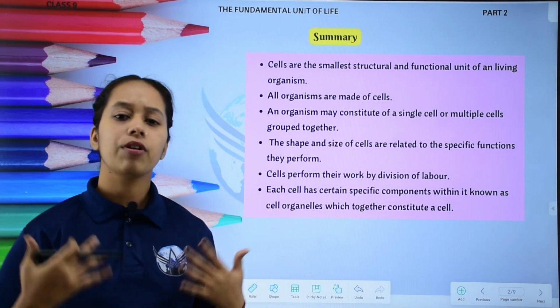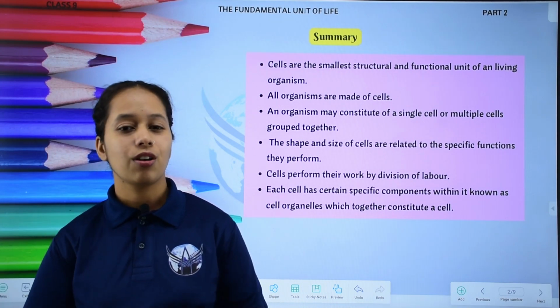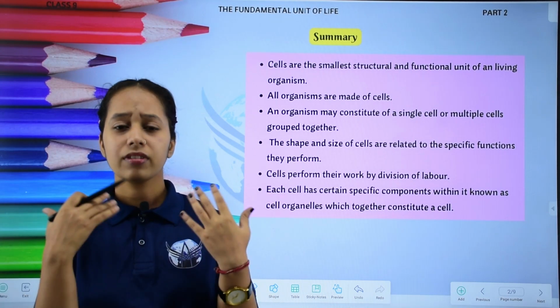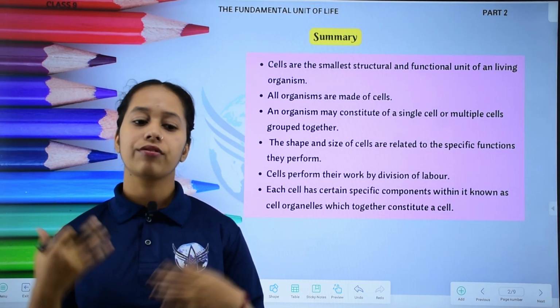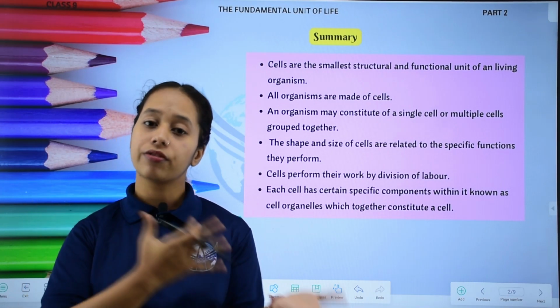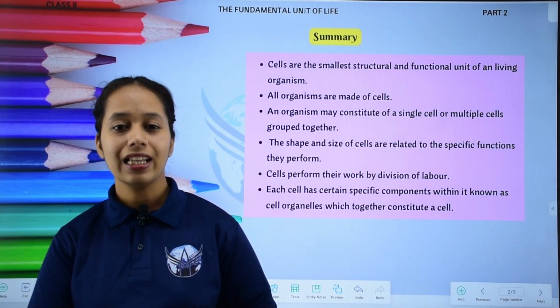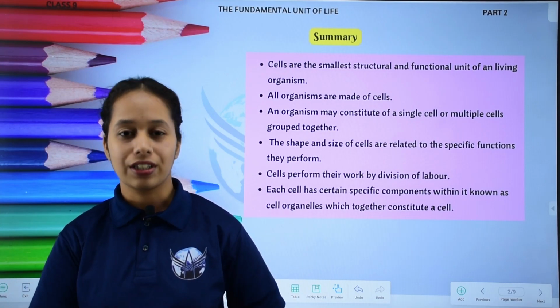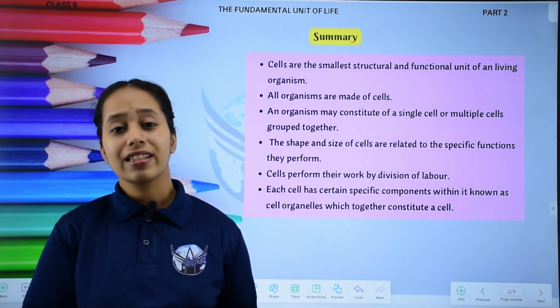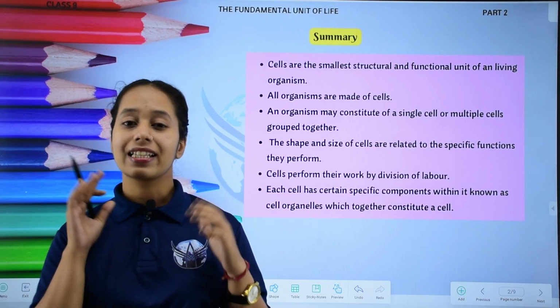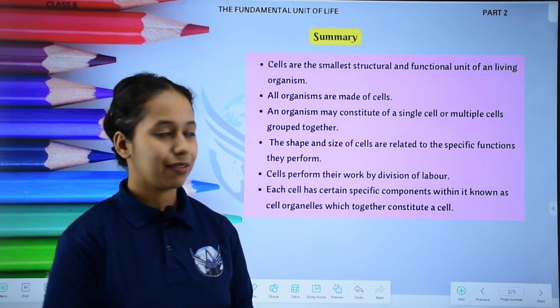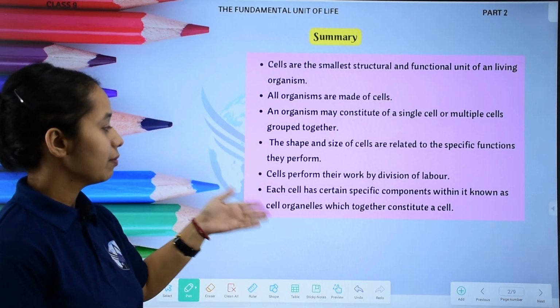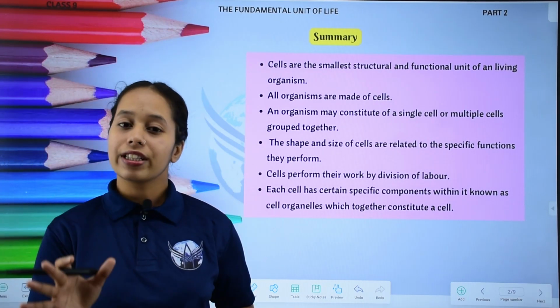Now how do they perform these functions? Via division of labor. Just like in a human being, we have different organs, different limbs to perform different functions. Similarly, a cell also has different components which are responsible for various functions, and these components are known as cell organelles. Yes, this is everything that we discussed last class. I even wrote a summary here. Okay, so this was everything about last class.